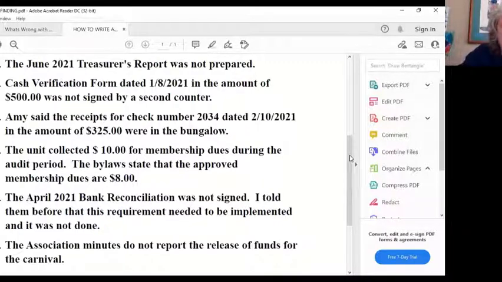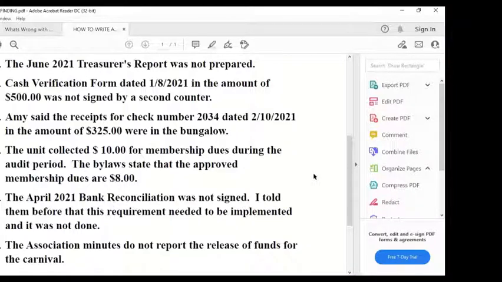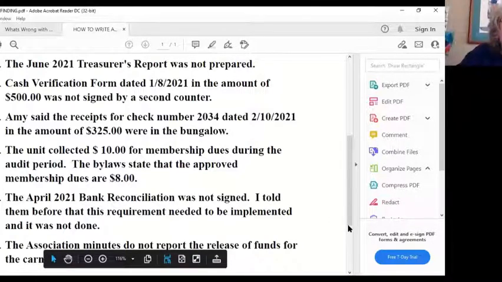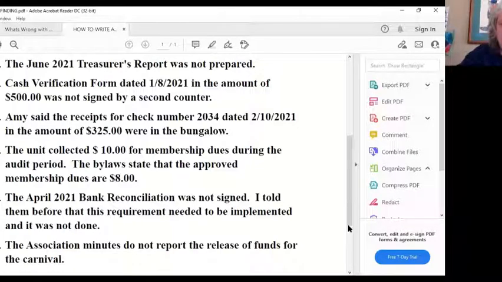Amy said the receipts for check number 2034 dated 2/10/21 in the amount of $325 were in the bungalow. No, you don't want any names. Right, no names. If you need to, you may refer to positions, but never personalize it. And it's total hearsay, it's not a proof of anything. The finding would be that receipts for check number, blah, blah, blah, were not included, period. The unit collected $10 for membership dues during the audit period. The bylaws state that the approved membership dues are $8. Is that a good statement?